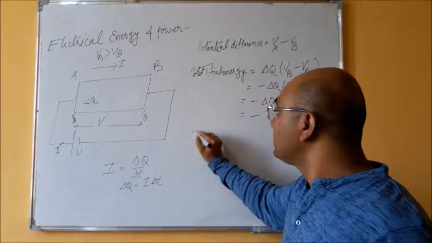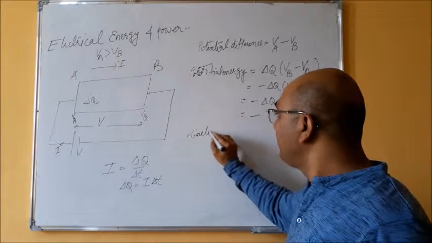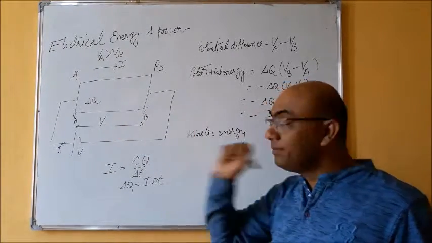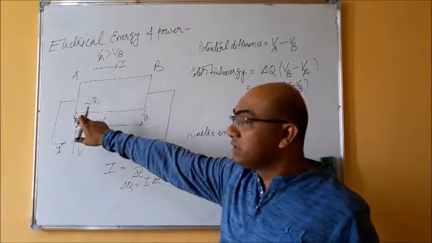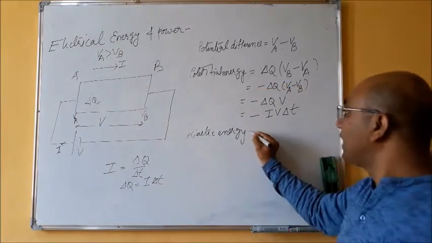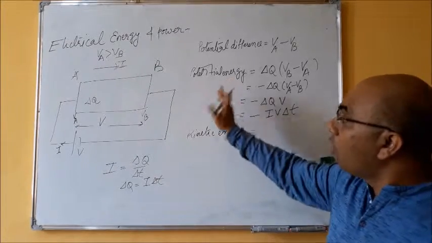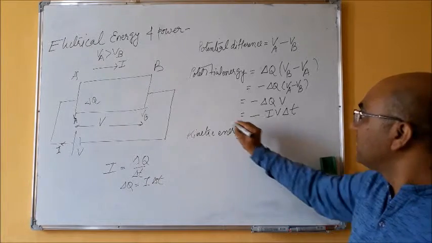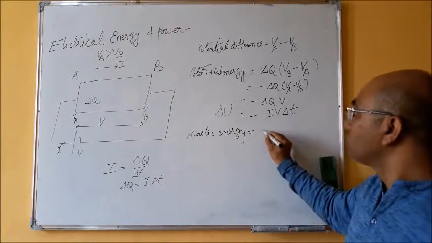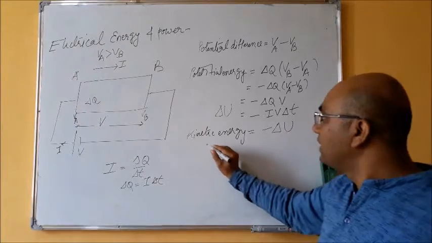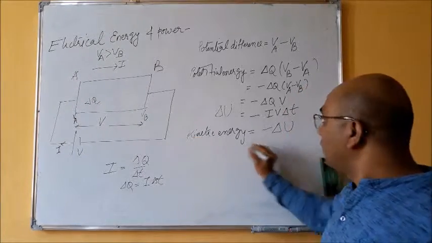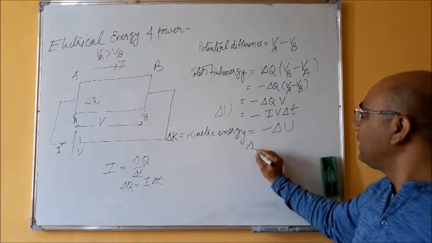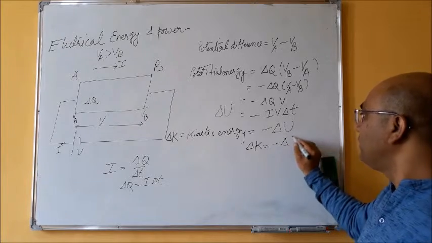So the kinetic energy, when it reaches the next extreme from A to B, will be, since all the potential energy is transferred to kinetic energy, if I denote the potential energy by delta U and this kinetic energy by delta K, then I get delta K is minus delta U.